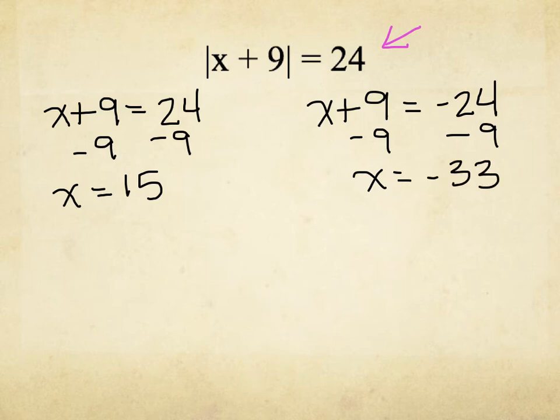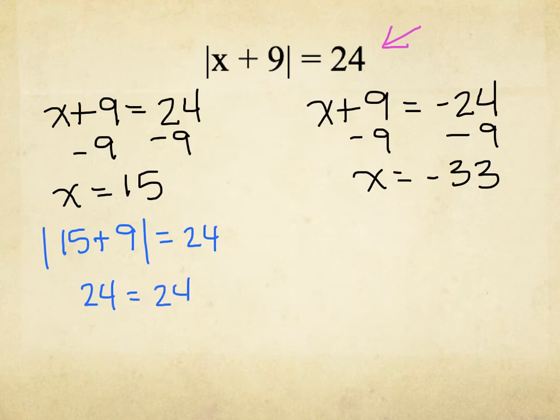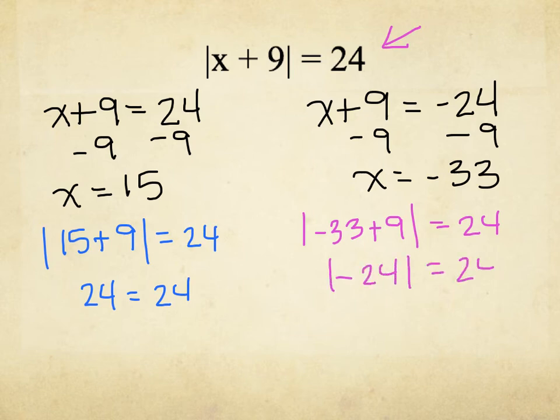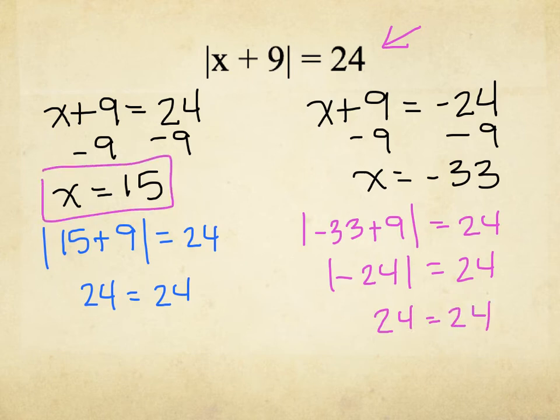Okay, we need to check our work, just like we did before. I get the absolute value of 15 plus 9 equals 24. 15 plus 9 is 24, equals 24. And then on this side, the absolute value of negative 33 plus 9 equals 24. Negative 33 plus 9 is negative 24, and it's 24 equals 24. So both are solutions. So x equals 15 and x equals negative 33.